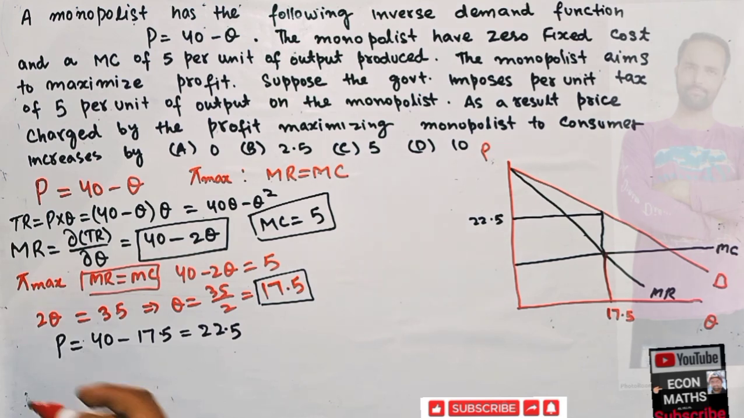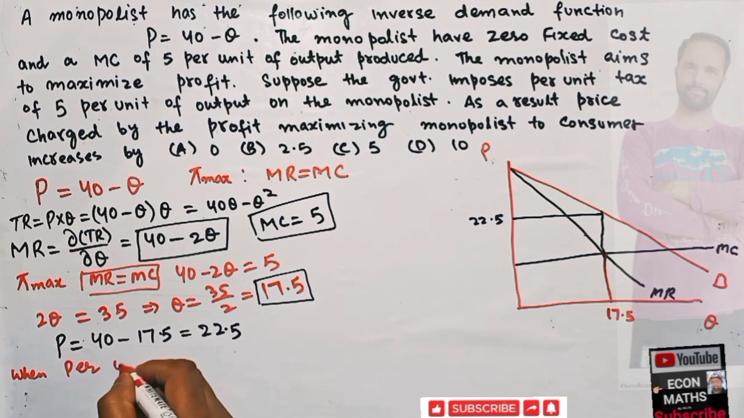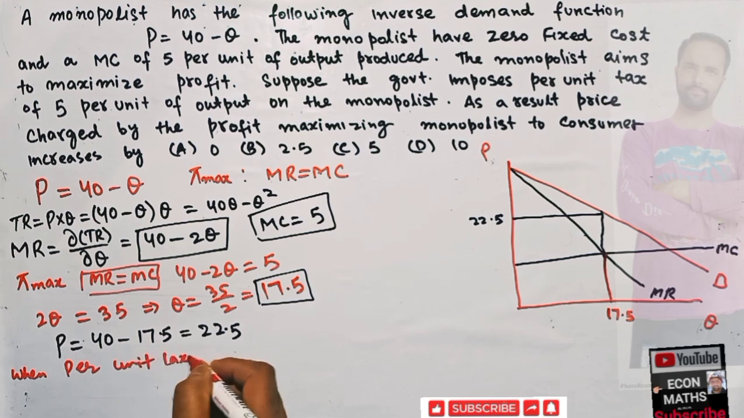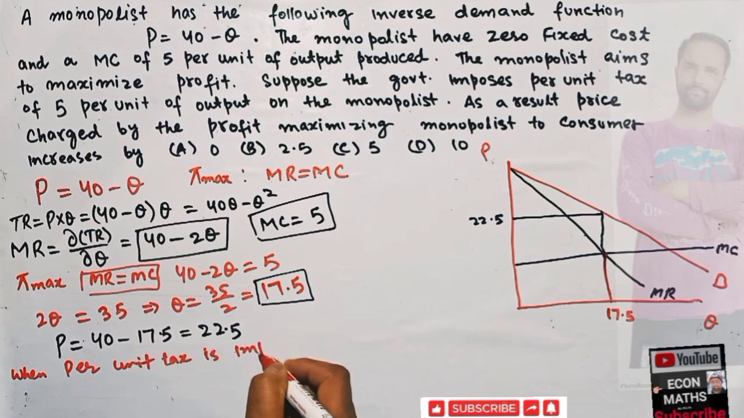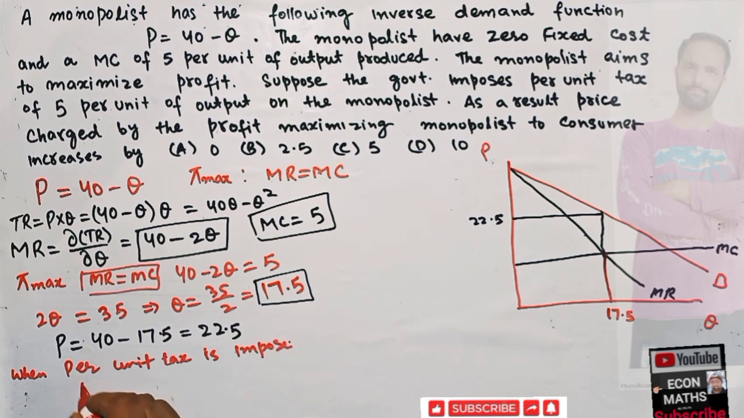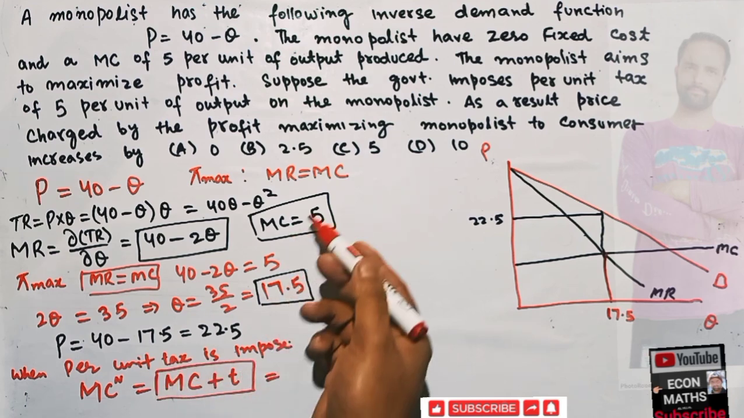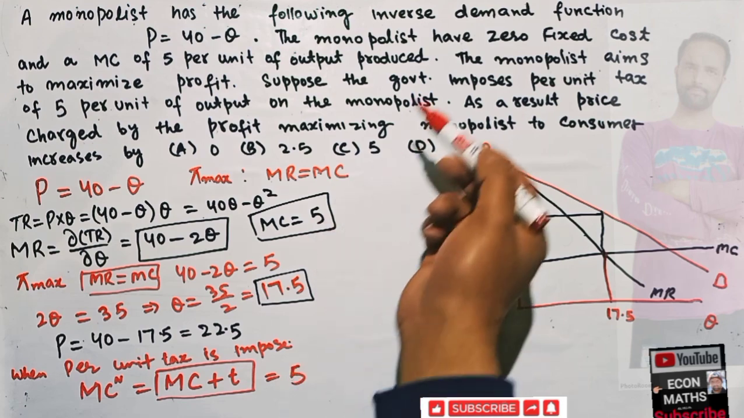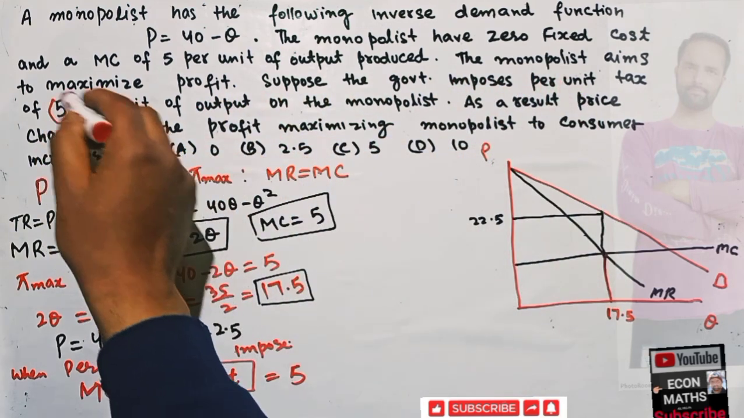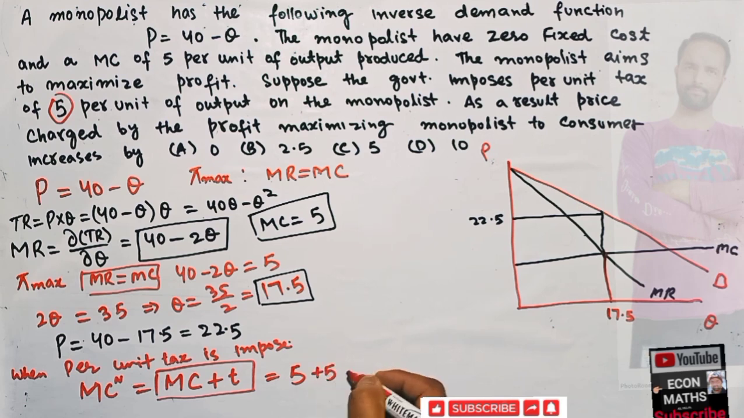Okay, now when per unit tax is imposed, what will be our new marginal cost? Marginal cost will be equal to the original old marginal cost plus the per unit tax. Okay, so old marginal cost is 5 and per unit tax is also equal to 5. So 5 plus 5 is equal to 10. Okay, so new marginal cost is 10.